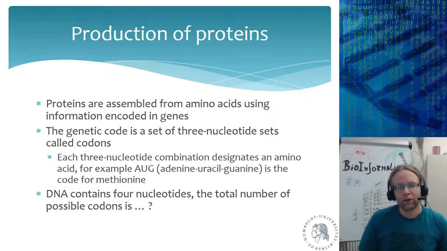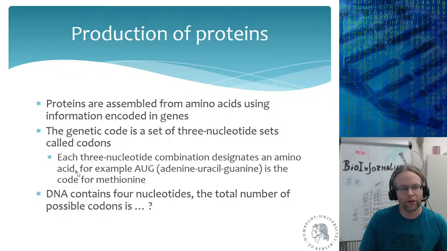All right, so production of proteins. We already talked about this a lot, so I actually cut down the number of slides talking about the ribosome again. But I do want to highlight some of the features of the ribosome. So proteins are assembled from amino acids using information encoded in genes, so we already talked about that. And then the genetic code is a set of three nucleotides each, right? So three nucleotides on the DNA. In the coding region, they code for a single amino acid.